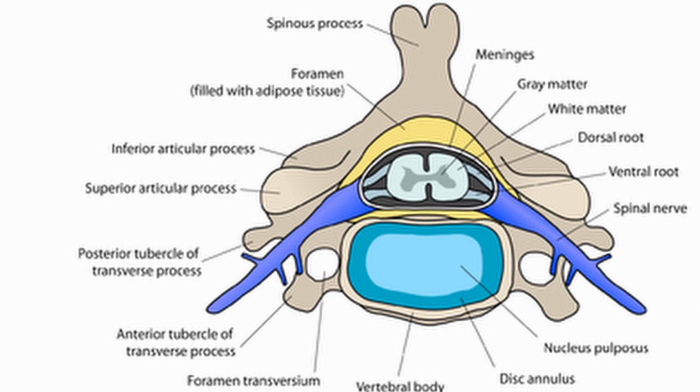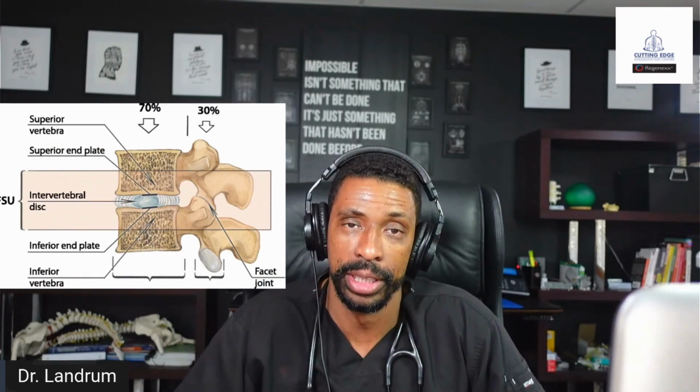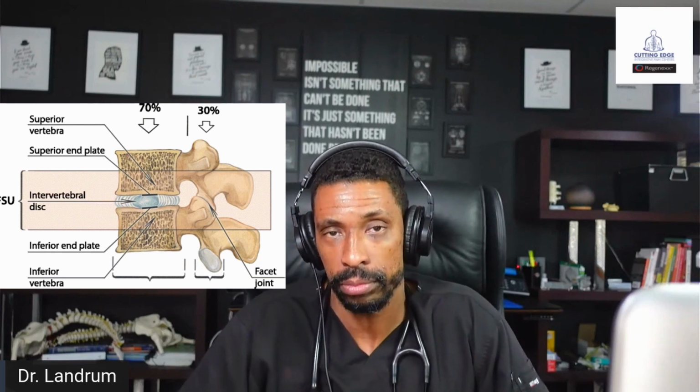So the disc itself is comprised of two primary parts. One is called the annulus fibrosus, and the second is called the nucleus pulposus. The annulus fibrosus are the rings that start from the outside and go in, and the center component is called the nucleus pulposus.